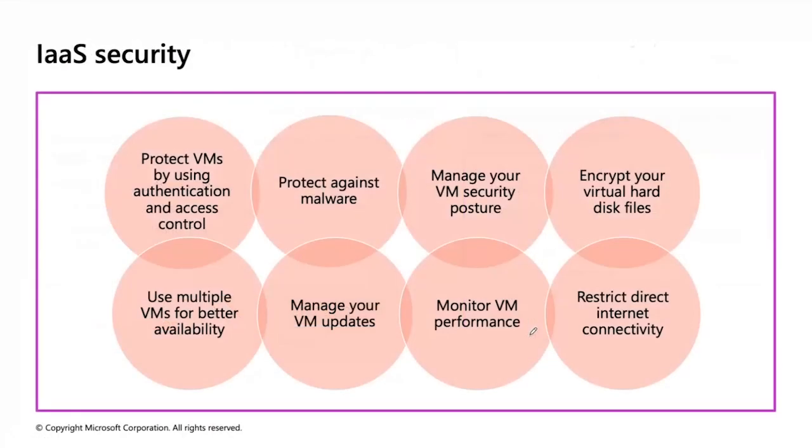Now, in the same way, if you talk about IaaS security, we have some recommendations here. For IaaS security, we have different kinds of recommendations. We can protect VMs by using authentication and access control. We can protect against malware, managing your VM security posture. Also encrypt your virtual hard disk files using storage encryption, or if possible, use BitLocker. You can use multiple VMs for better availability using availability zones or availability sets.